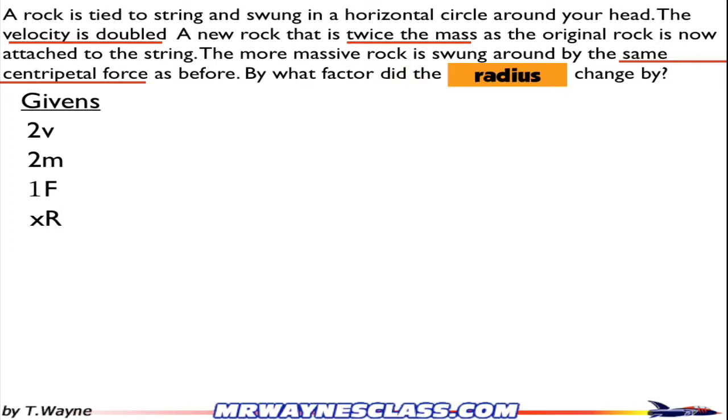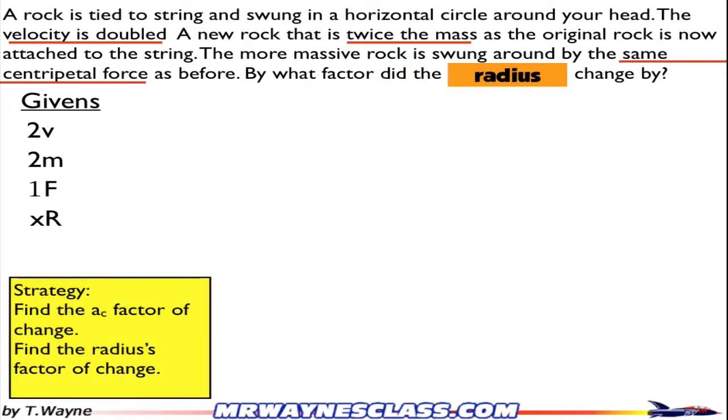So here's my strategy. When I look at this, I can see that I don't have enough variables just to use one of the circular motion equations. I need another variable for circular motion, and I can find that from F equals ma. So I'm going to find the factor of change of the centripetal acceleration, and once I have by what factor a changed, I'll use my circular motion formulas to figure out how the radius changed.